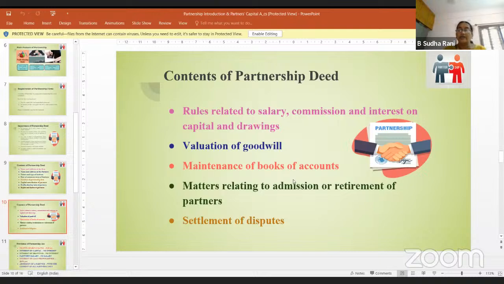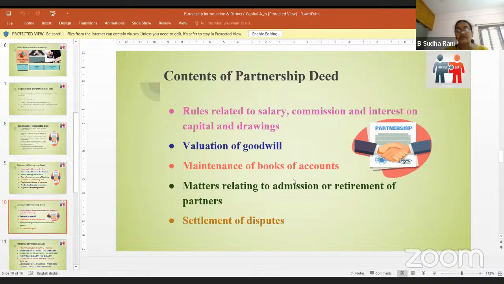See, partners, in the definition we learned, are persons who agreed to carry on the business, carried on by all or any one of them acting for all. So if any one partner is working for the firm, whether he has to get a salary or not, and if yes, how much, then whether commission and interest on capital are to be paid to the partners or not, and whether interest on drawings is to be charged to the partners or not. Regarding all these aspects, they will discuss under the partnership deed.